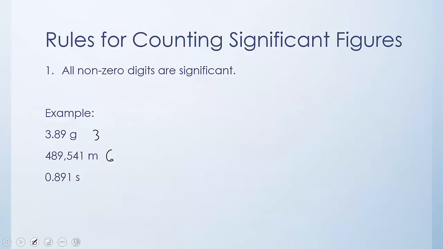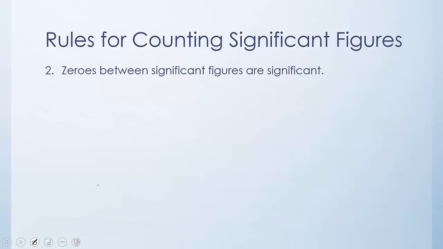Next, 0.891 seconds. All of those 3 to the right of the decimal points are non-zeros. So we'll count those as being 3 significant digits, no question about it. So the rest of the rules that we're talking about mainly apply to situations where you have zeros. So rule number 2 states that zeros between 2 significant digits are themselves significant.